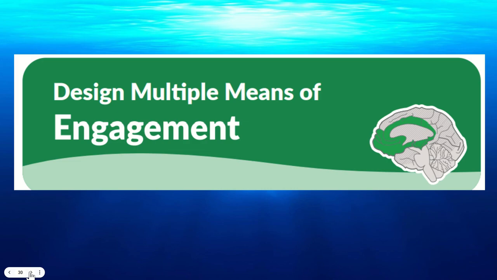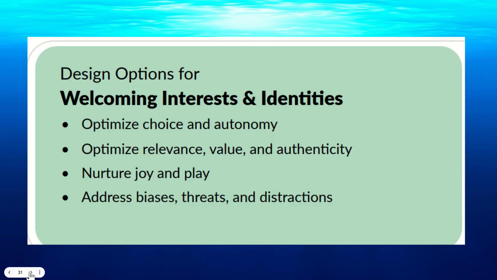The final key area of UDL is engagement. Design options for welcoming interests and identities. So this one hits on choice. That might be giving a student a constrained choice. That means a limited choice, like one or two options. Doing that on assignments can be incredibly helpful for some kids. So are connecting assignments back to a student's own life.